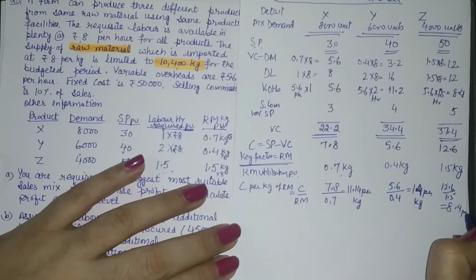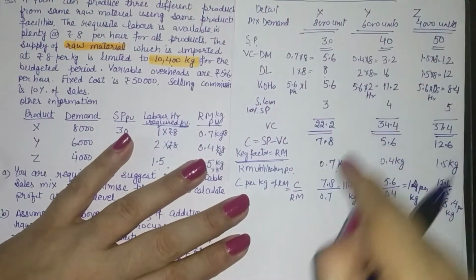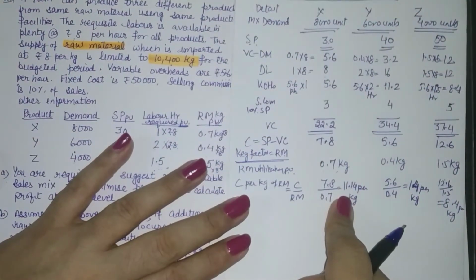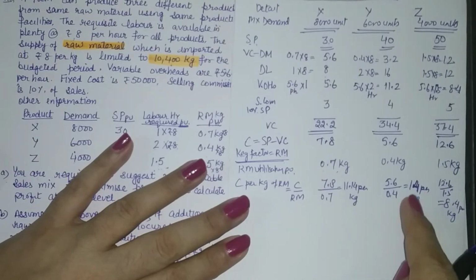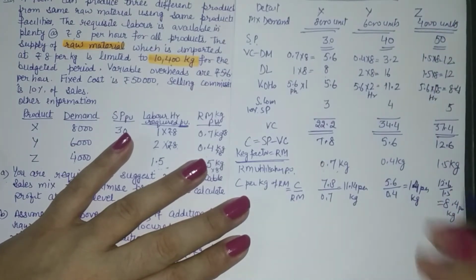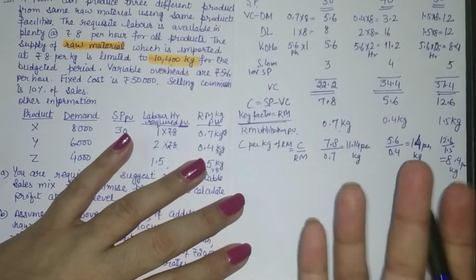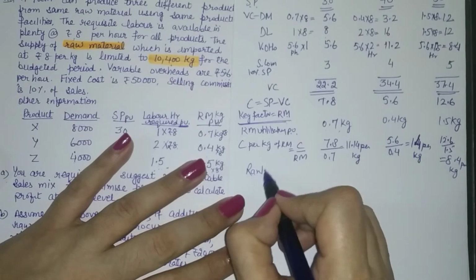8.4 rupees per kilogram. So every kilogram of raw material that you are using to produce X will fetch you 11 rupees of contribution. Y will give you 14 rupees of contribution. Z will give you 8.4 rupees of contribution. So which one is giving you maximum contribution will be ranked first.